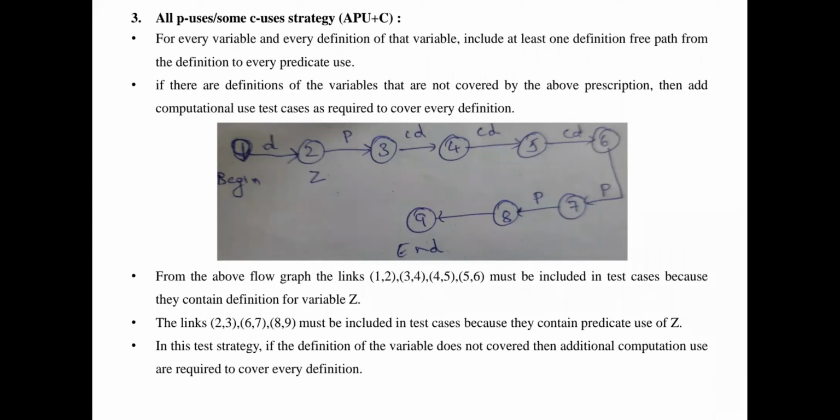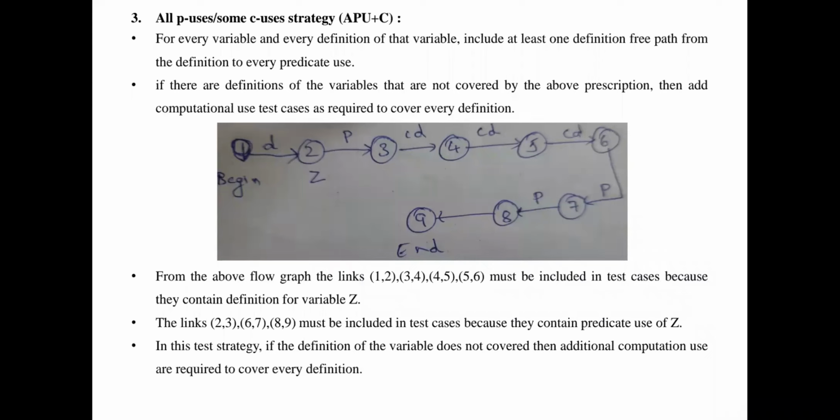Predicate link is represented by P, computation link is represented by C. Okay, so we are taking the links 1, 2, 3, 4, 4, 5 and 5, 6. Test cases are applied because they contain a definition for variable Z. Then the links 2, 3, 6, 7 and 6, 7, 8, 9.